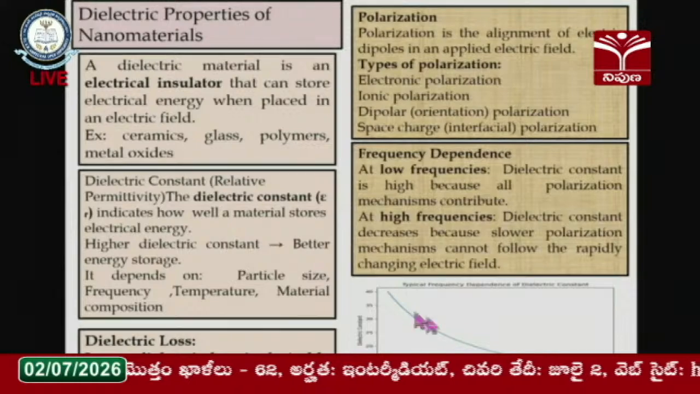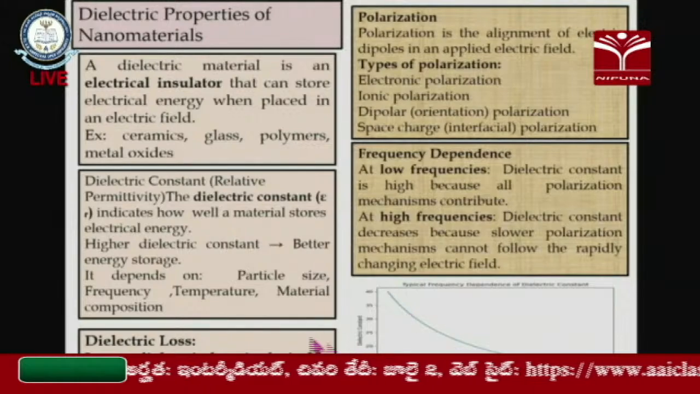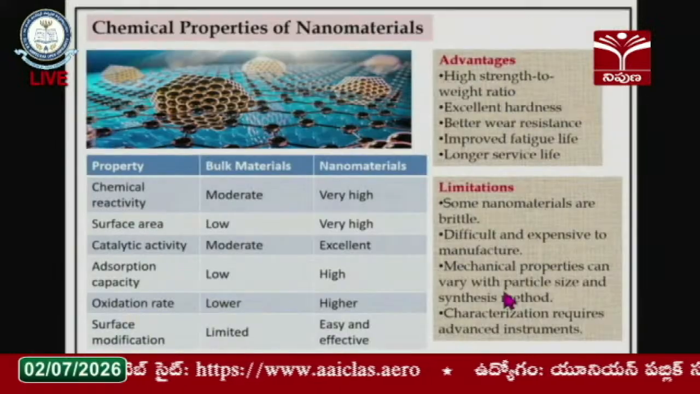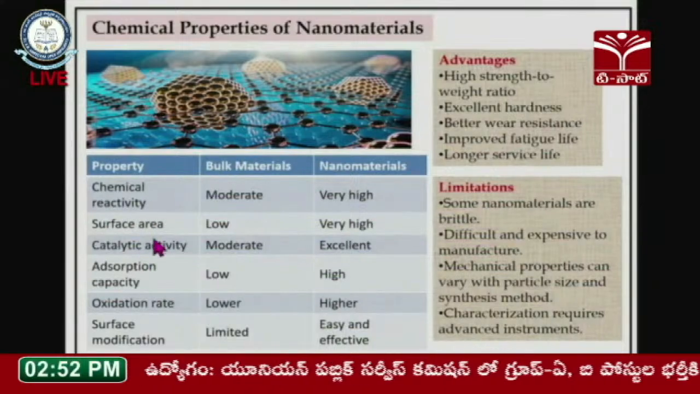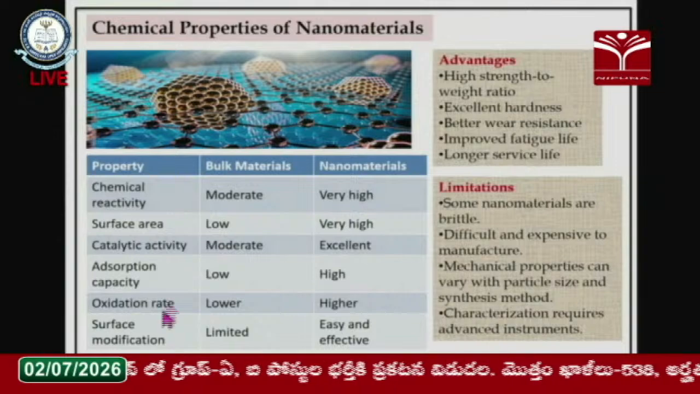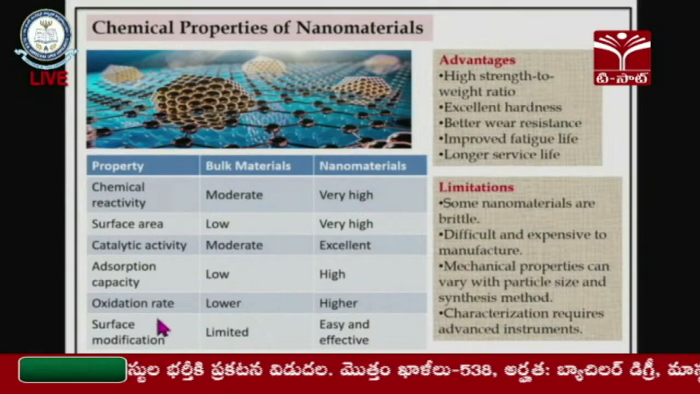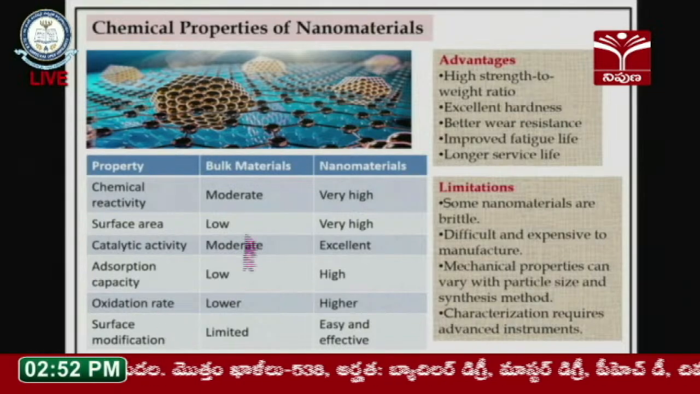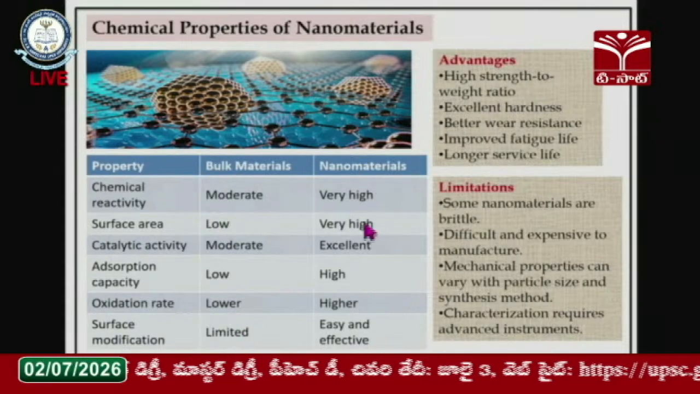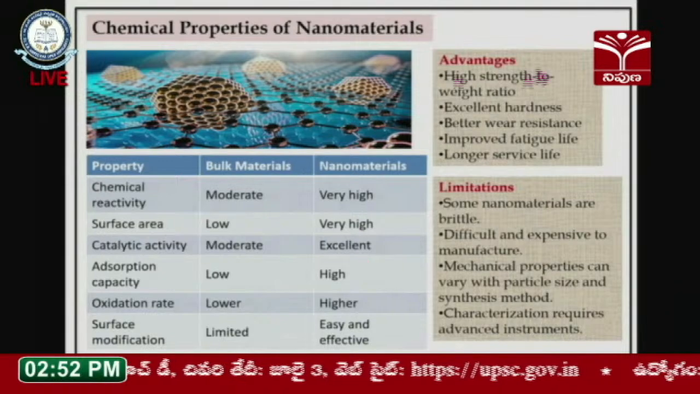This is what I am showing here: as frequency is increasing, the dielectric constant is decreasing. Coming to the chemical properties, these are the chemical properties: chemical reactivity, surface area, catalytic activity, adsorption property, oxidation rate and surface modification. So when it is bulk, these are the things, and when it is nanomaterial, these are the advantages of having the chemical properties.